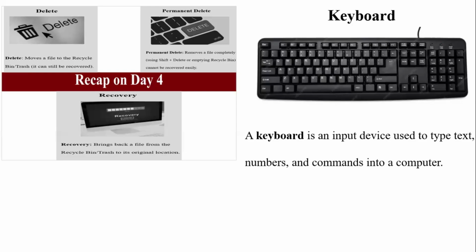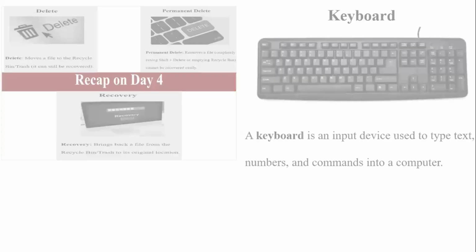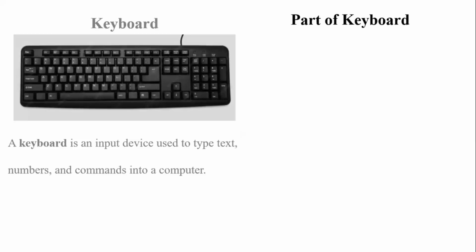As I said earlier, the keyboard has a lot of keys, so now we'll discuss the parts of the keyboard one by one. Number one is alphanumeric keys. Alpha means alphabet, while numeric means numbers. The alphabets are the letters from A to Z on your keyboard. That's what we call alphabetic keys.